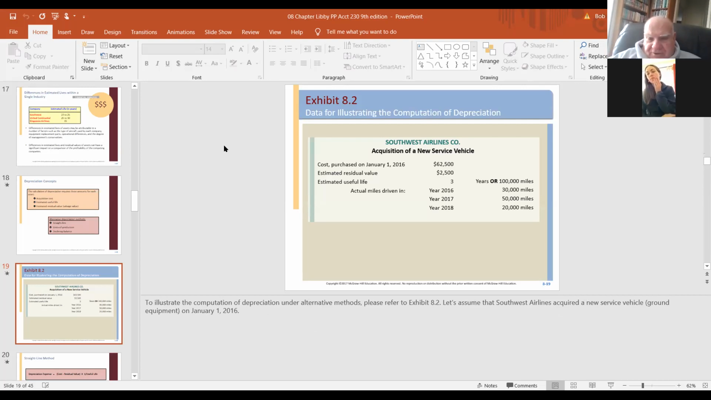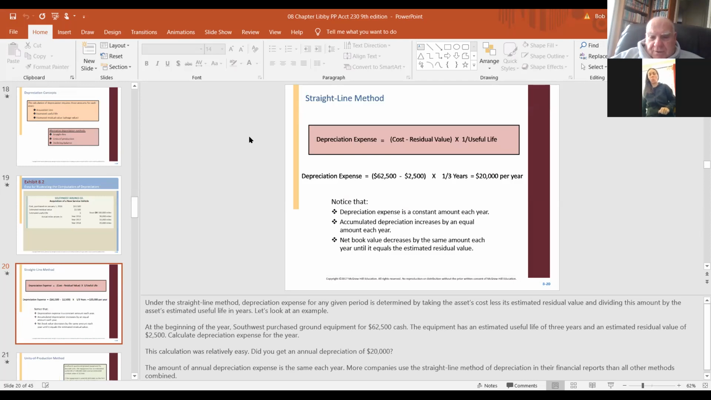So here we go. We bought something for $62,500, and it has a scrap or residual value of 25. So that means we're only going to depreciate 60. And it's straight line, meaning it's just 3 years, so it'll be 1/3 a year, right? So every year we're going to be debiting depreciation expense for $20,000.